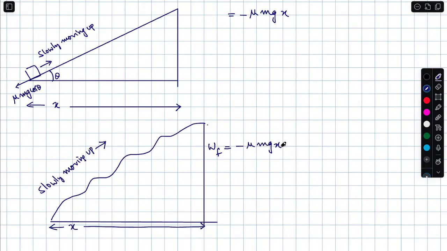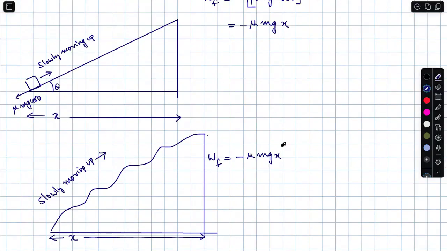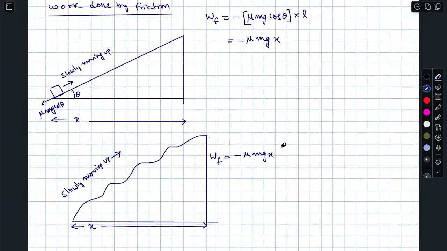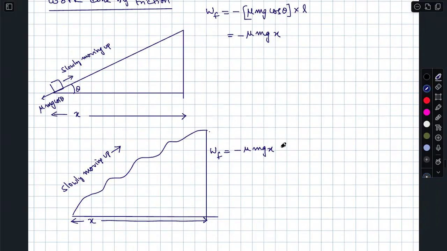Remember, this is true only when the object is moved slowly up. Otherwise, normal reaction won't be mg cos theta. It will be more or less, because if it is a curved surface, concave or convex type, the normal reaction will change. This is the concept I am going to use in my next question. So this is the basic which I have given you right now. This concept is required for the next question.